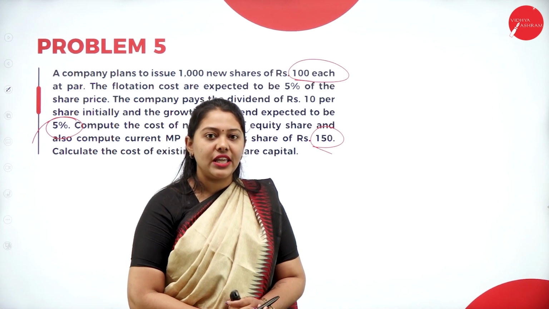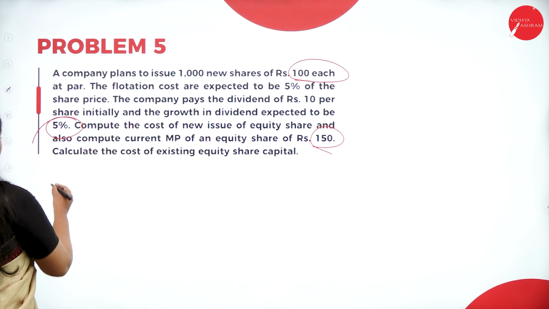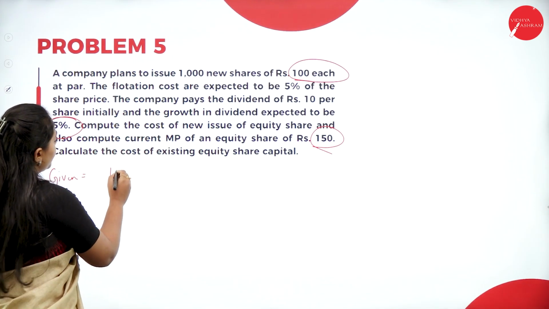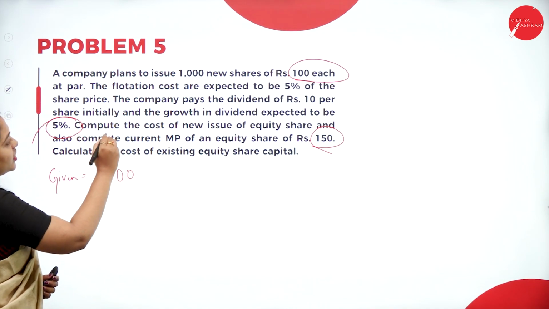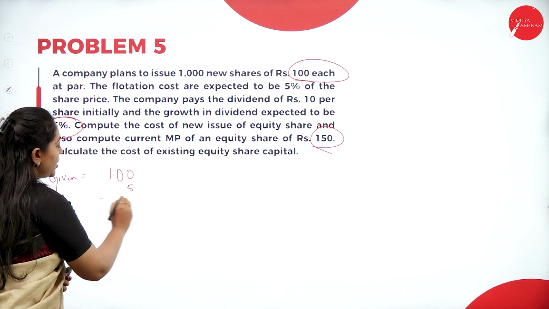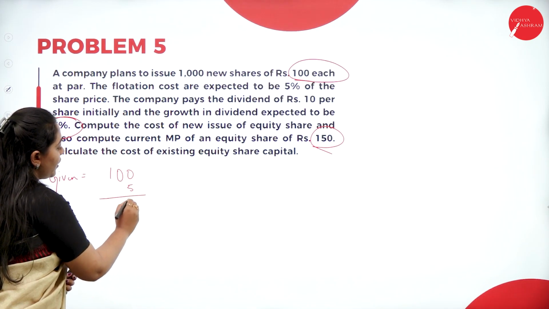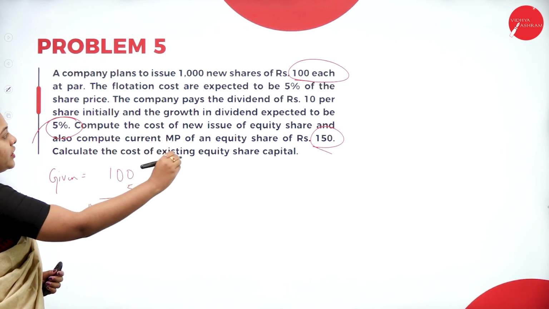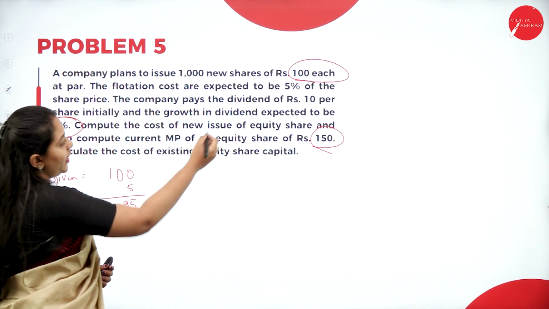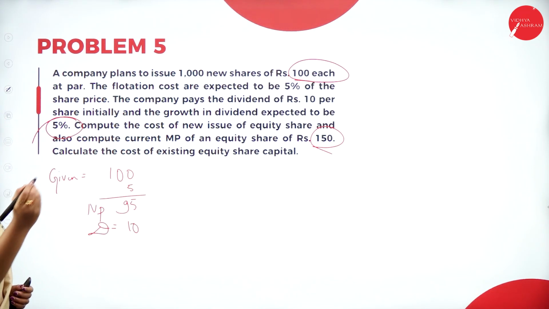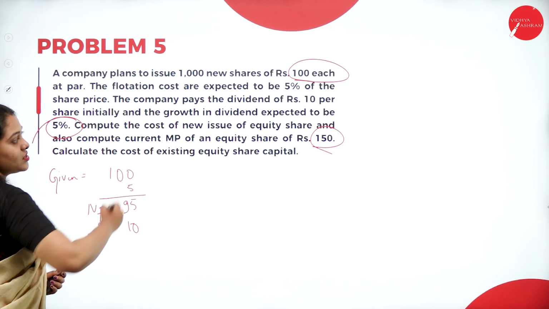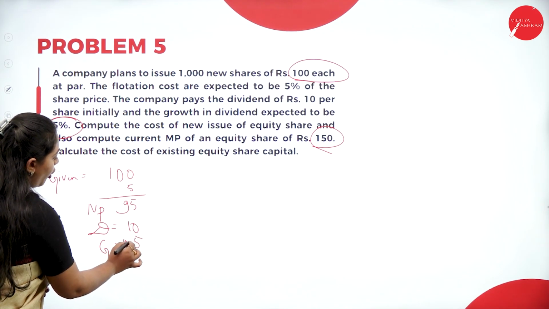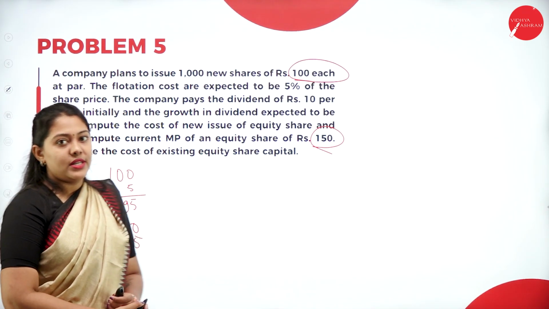So let us write down the given first. So what is given? Given is 100 rupees, net proceeds with a flotation cost of 5%. It will be 5 rupees, so 95 will be your net proceeds. Dividend is given in the question: 10 rupees per share is the dividend. What is the growth rate that is given? Growth is equal to 5%, that is 0.05.